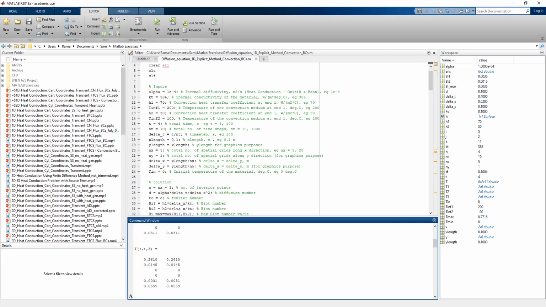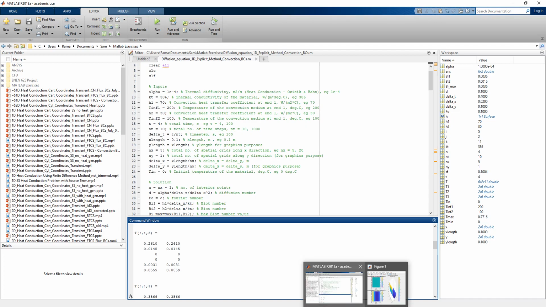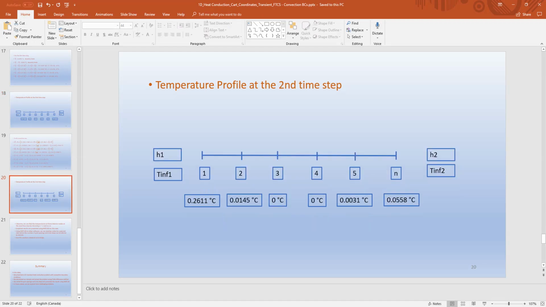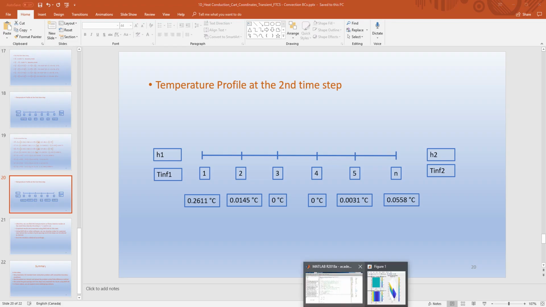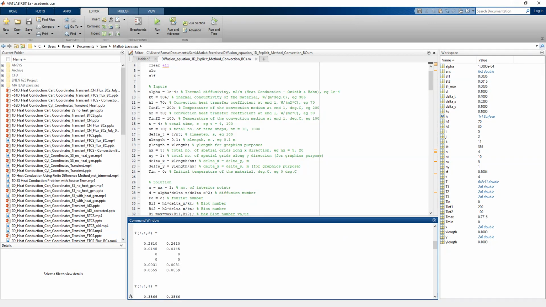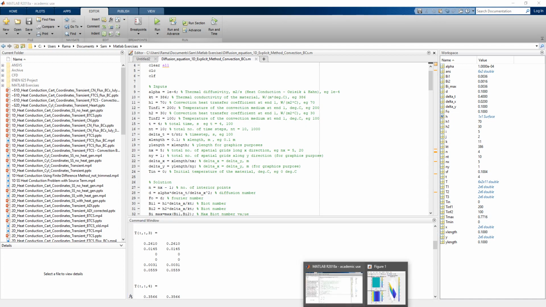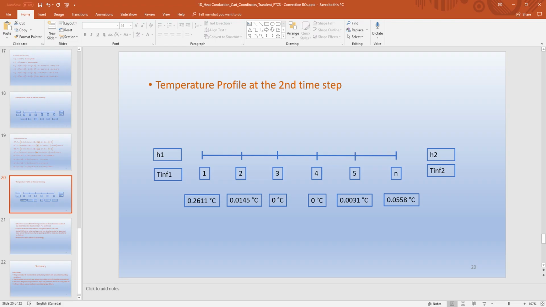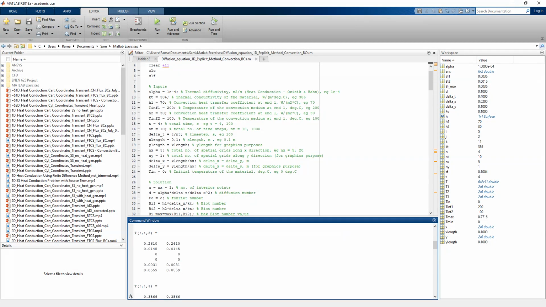And we'll look at the temperatures for the second time step as well. So 0.2611, 0.0145 at one end, followed by two zeros, and then 0.0031 and 0.0558. So we obtained the same temperatures by developing a program here.